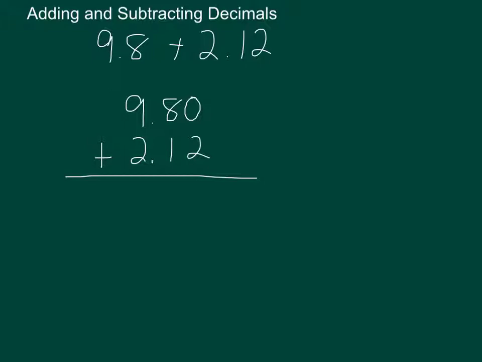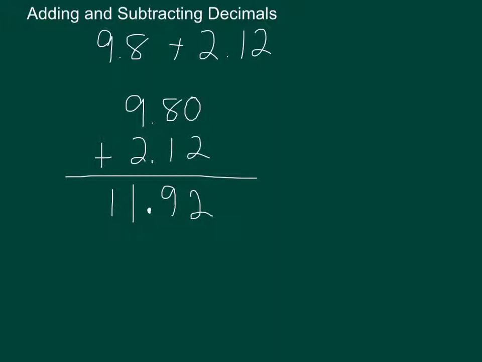So now we can just add as we would whole numbers. So 0 plus 2 is 2. 8 plus 1 is 9. Then you bring down the decimal. And then 9 plus 2 is 11. So 9.8 plus 2.12 equals 11.92.